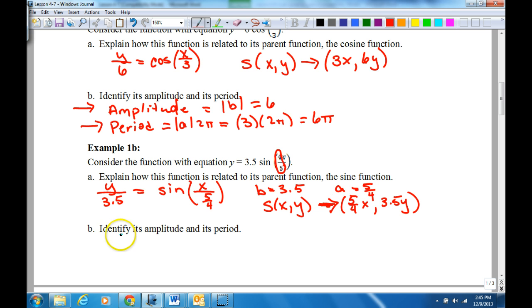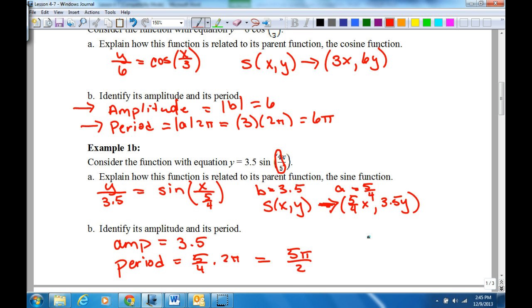Now it says identify the amplitude. So the amplitude is always which one, A or B? Absolute value of B. So it's going to be 3.5. And the period is going to be what? So it's going to be 5/4 times 2 pi. And so that's 5 pi over 2 in the end.